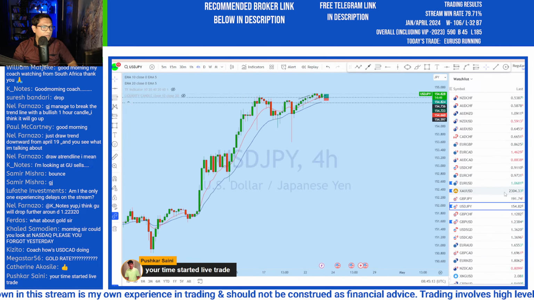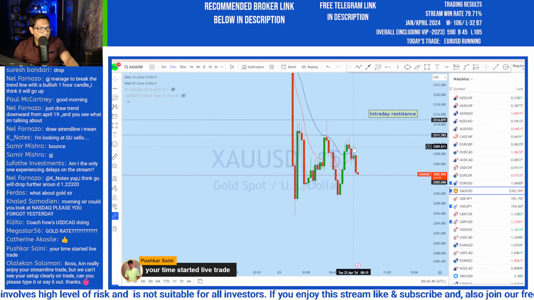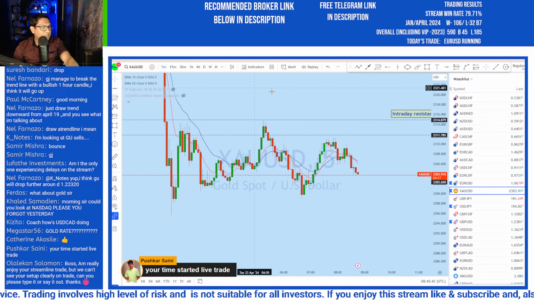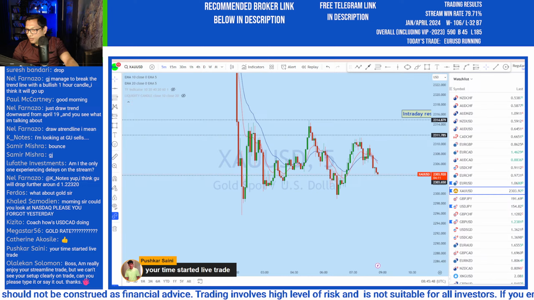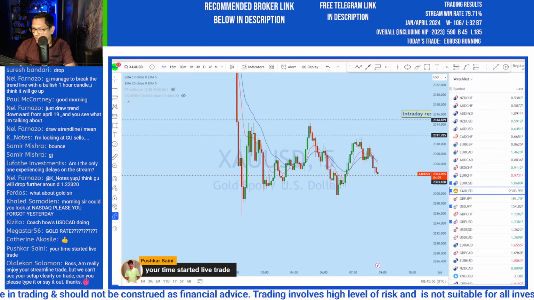Let me see gold as well. So you see a bit of hopping from one pair to the other pair, because we want to see which pair is moving best so that we can find the best trade possible in the market. So gold, we were waiting for the liquidity candle formation, expecting the price to give us an entry. Patience is key. We do quite often open trades in this live session.